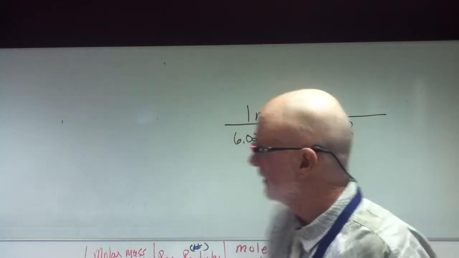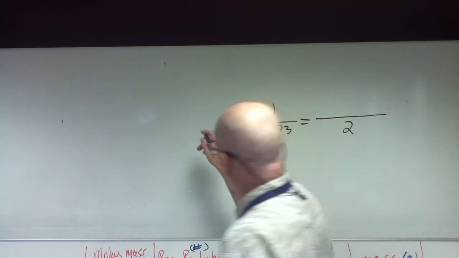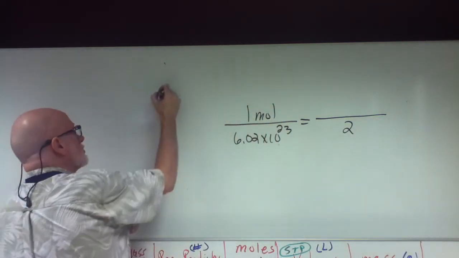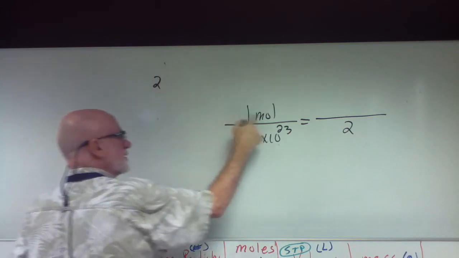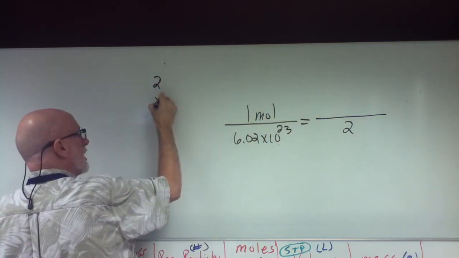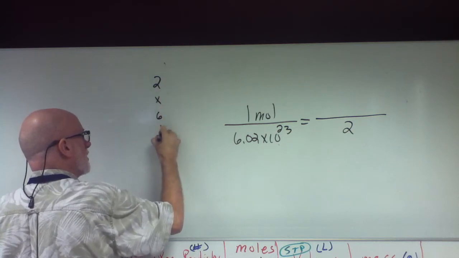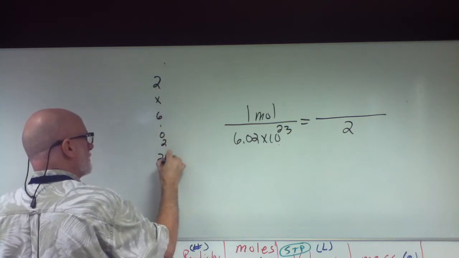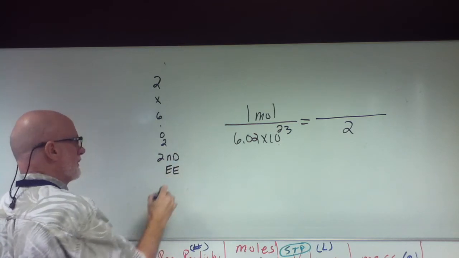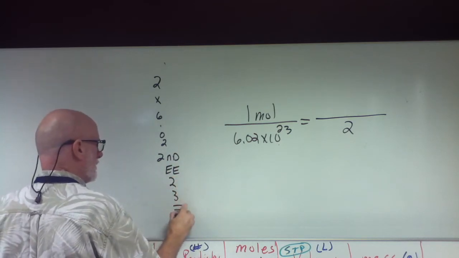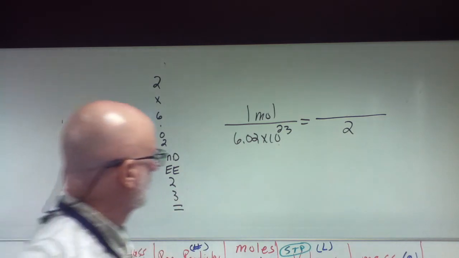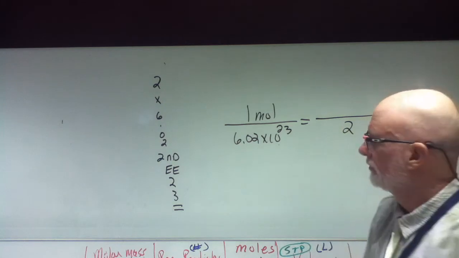You ready? Can you see this on the board? Yes? So 2, because 1 times 2 is 2, times 6.02, second, EE, 23, equals. What do you got? 1.2 by 10 to the 2.